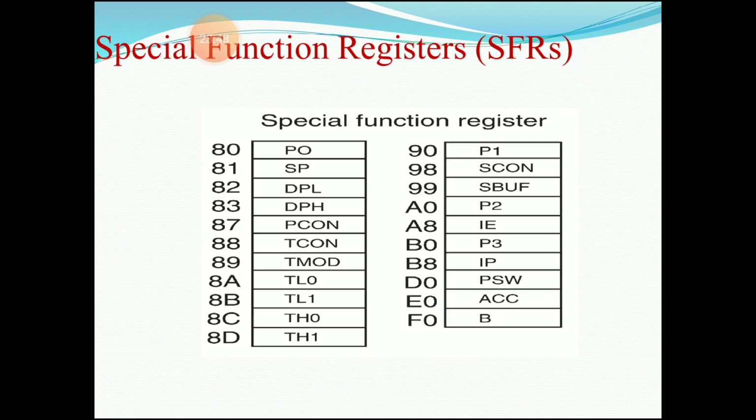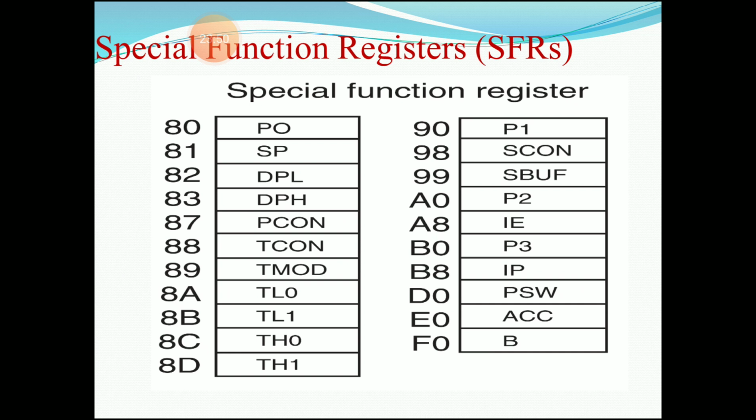Now let us see the special function registers. In 8051, there are 21 special function registers available. We can access these registers directly, or by the address of the register in the special function register address range. The special function register address range is 80H to FFH. Among these 128 locations, 21 address locations belong to 21 registers.